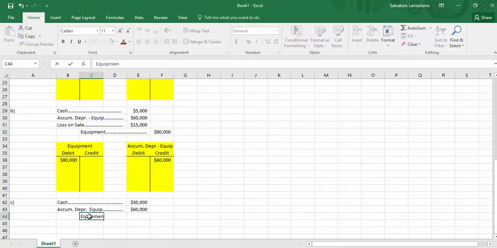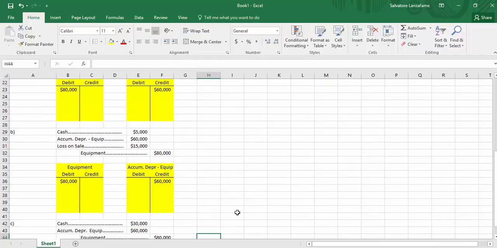So does the equipment, and the equipment has to come off at its cost of $80,000. So now if you look at it, our journal entry has 90,000 on the debit side, 80,000 on the credit side. So that's going to give us basically a gain on sale. And we need to make up this difference by putting 10,000 on the credit side. So now we have 90,000 on the debit side, we've got 90,000 on the credit side.